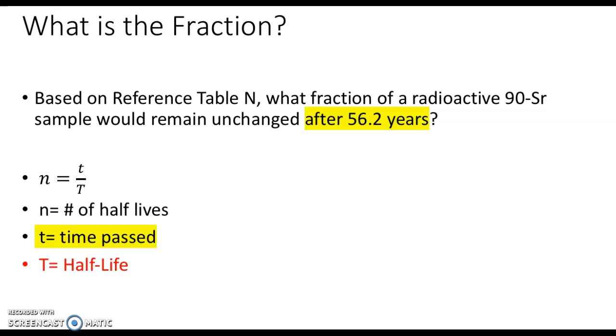Once again, still using the same formula, n equals little t over big T. n being the number of half-lives, little t equaling time passed, big T being half-life. Now, reading this problem, I know they give me time passed because they give me a certain amount of time after the word after. Now, they're telling me to go to table N. Table N provides me with my nuclide, my half-life, my decay mode, my nuclide name.